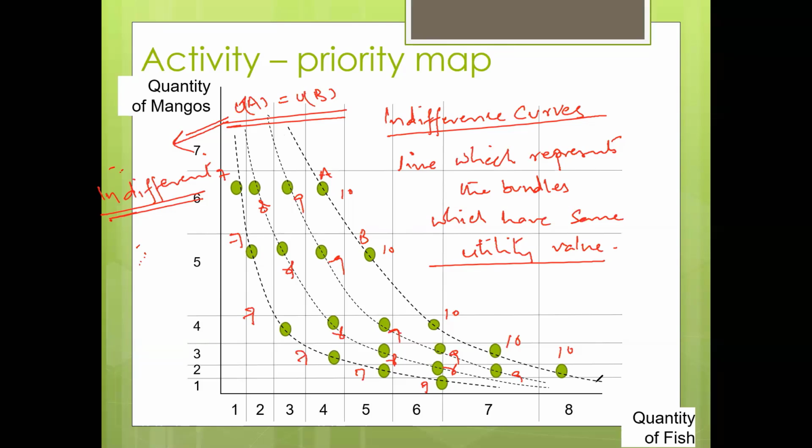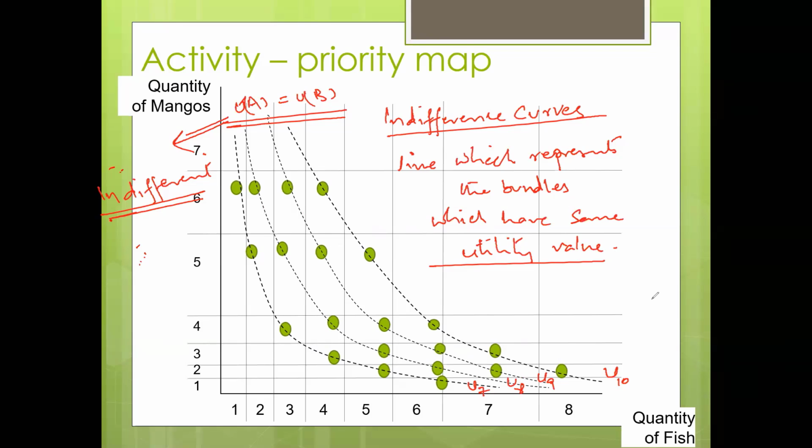So we can label it that this is utility curve of 10, this is utility curve 9, this is utility curve 8, this is utility curve 7. So we have labeled the curves with some value. So this is the utility curve. Let me erase the numbers, since we already have the numbers written on the curves. So we don't need to number each dot. Each line is representing the dots which have the same utility value.